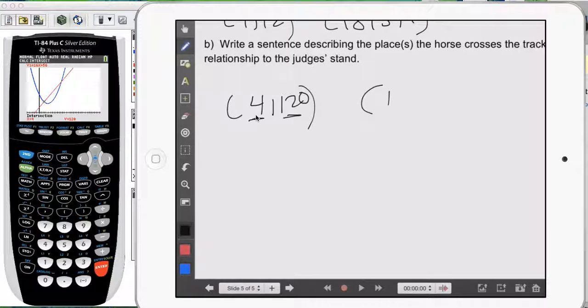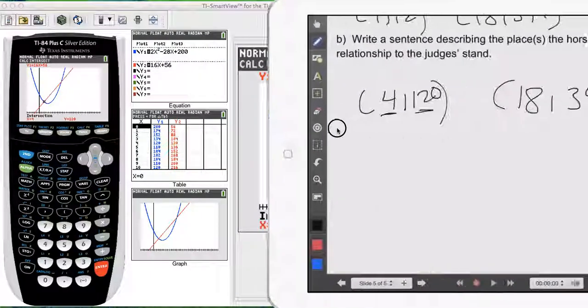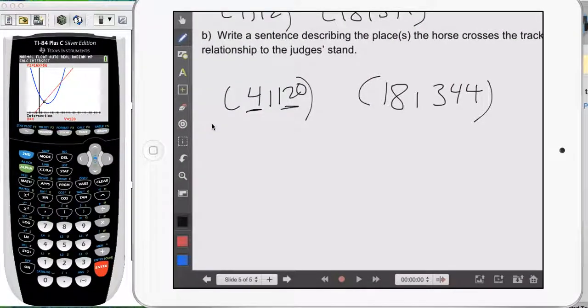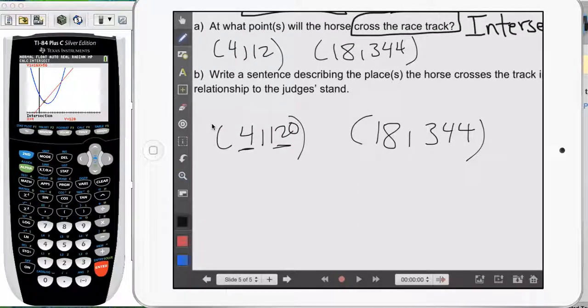And the other time he crosses the track, he's going to be 18 feet horizontally and 344 feet vertically from the judge's stand when he crosses for the second time. Okay, let me check that was 120. Yep, that was 120. So I need to fix this. And that's how you do word problems.